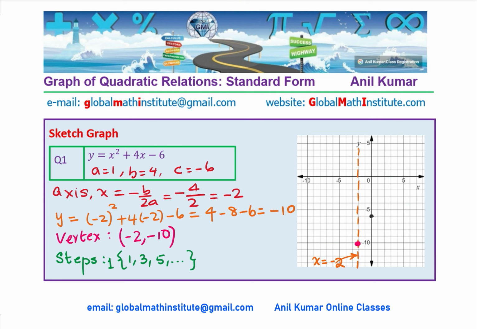1 is positive, right? So if I move 1 step to the right, I will go 1 up. So that is my next point. Do you see that? And now, the next step I move, I have to go 3 up. 1, 2, 3. You see, I reached that y-intercept which was identified.